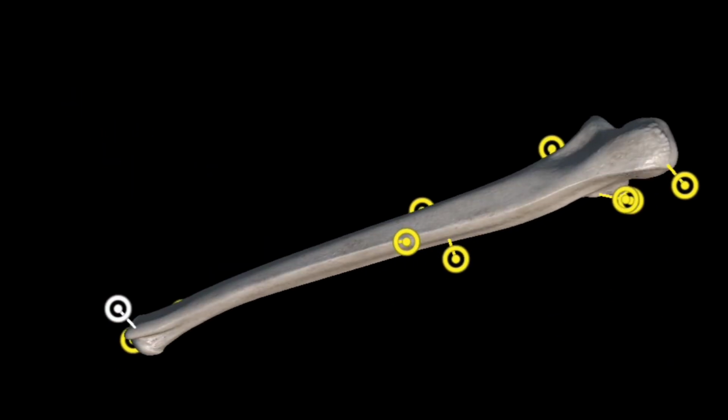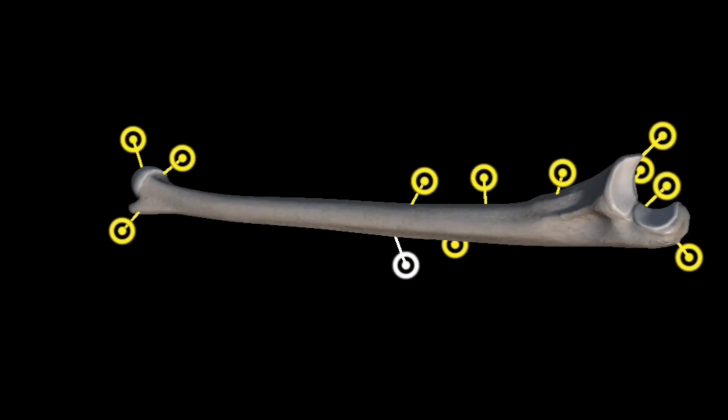Again, the posterior view: you can see this is the posterior border of the ulna. Ulna has a posterior border, another is the lateral border or interosseous border, and the third one is the anterior border. Ulna has three borders, and it has three surfaces: anterior, posterior, and medial. This is the medial side of the ulna.